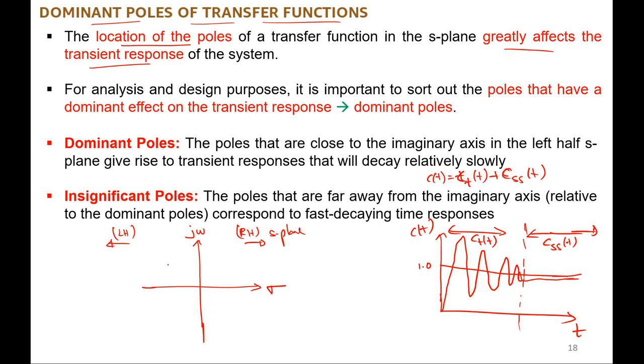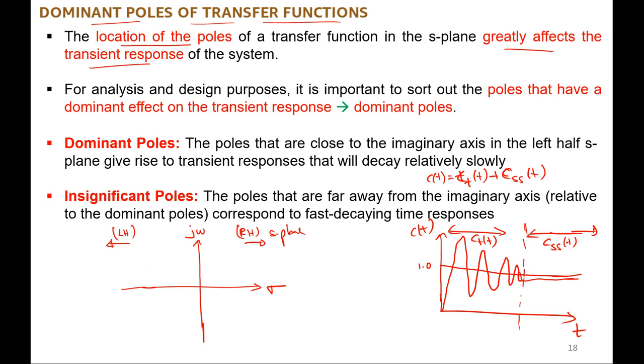Whether the pole is located on the left half of the S plane or the right half of the S plane, or near to the imaginary axis in the left half of the S plane or far away from the imaginary axis in the left half of the S plane, that will decide the transient response, whether the transient response will last long or it is short. That we will try to understand. Is it fine? Okay, that we will see. The location of poles is going to greatly affect the transient response.